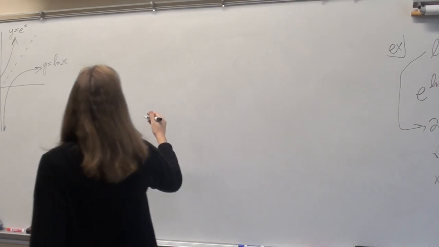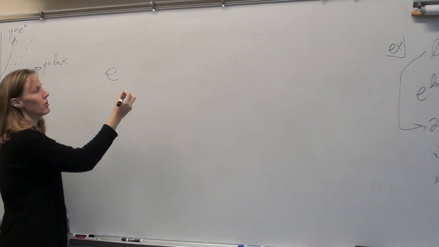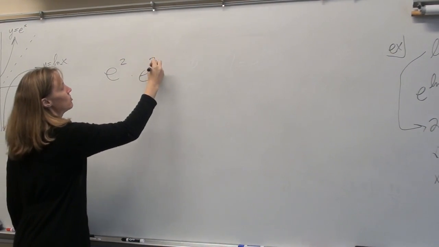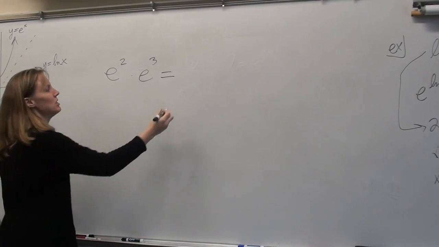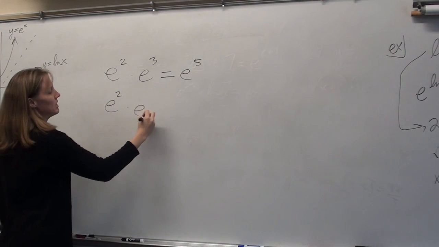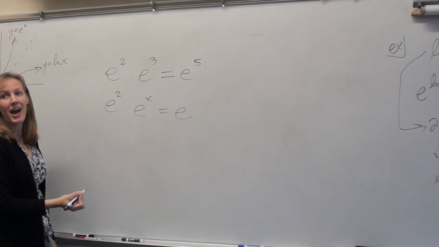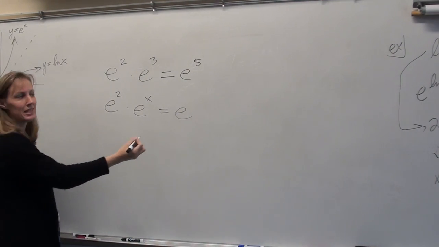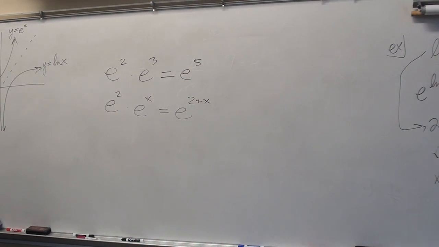Since we're dealing a lot with exponents here, remember e squared times e cubed. What do we do when we're multiplying the same base with exponents? Add them. So e squared times e cubed is e to the fifth. So e squared times e to the x is e to the 2x? Be careful, don't fall into the trap. E squared times e to the x is e to the 2 plus x.